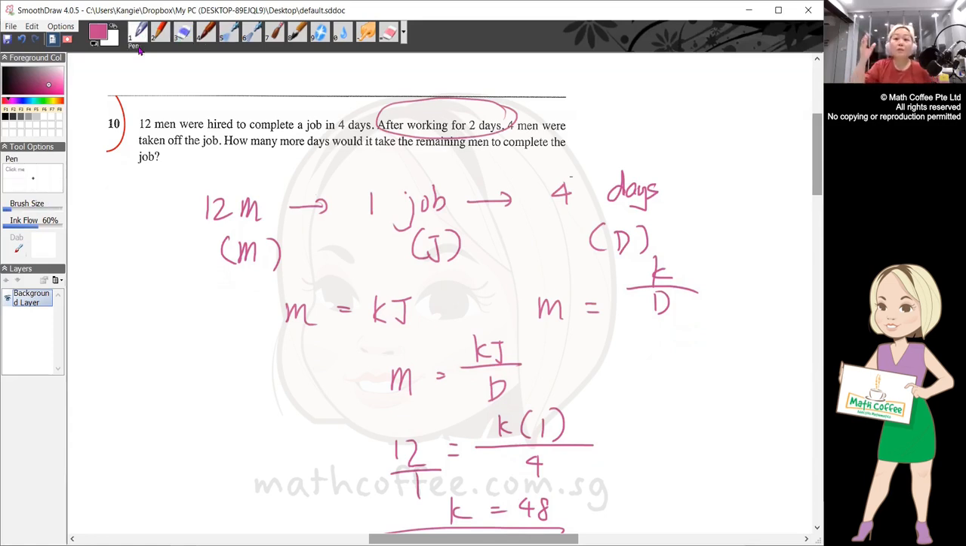So the question is, how much job was left over? Initially, the deadline was 4 days. If your men worked for 2 days, how many % of the job were already done? Your deadline is 4 days. You're supposed to complete 100% of the job within 4 days. You have worked for 2 days. So how many % of the job were left? 50%. Yes, good. 50%. So 50% is 0.5, correct?